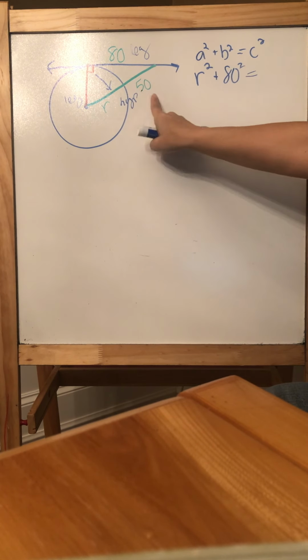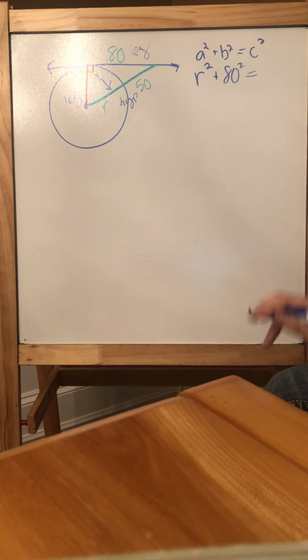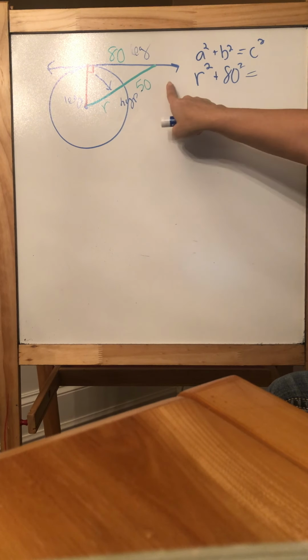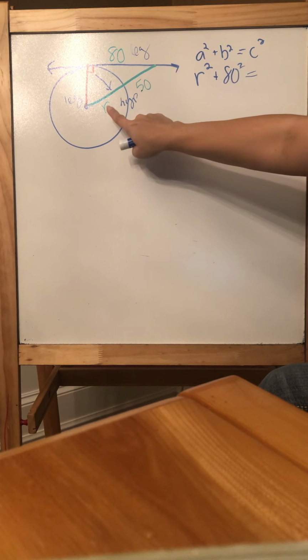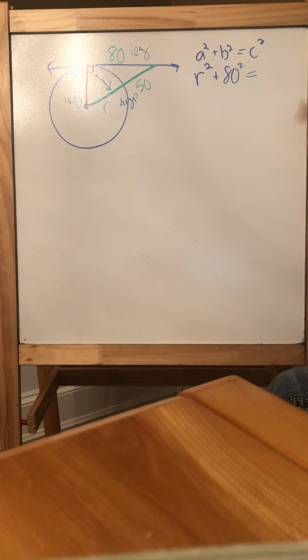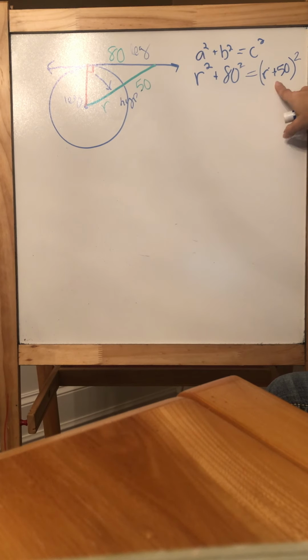Well, we have a little bit of a predicament here because we don't know the full length, the full value of this line. We have 50 for this part and R for this part. So the way you would write that would be just to add them together. So you have R plus 50, and it's squared because this whole thing right here is your C, and you're squaring it.